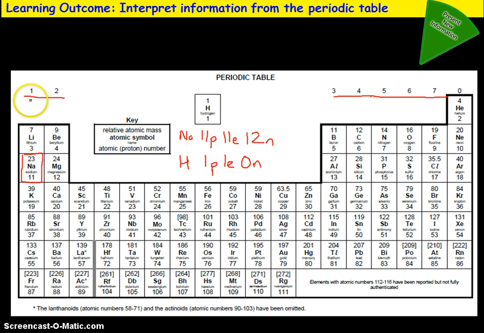So everything in this column is in group 1. Everything in this column is group 2. We miss out this section in the middle. This is the transition metals. So these are all metals, but in terms of groups we're going to ignore these for your GCSEs. Then we've got group 3, group 4, group 5, group 6, group 7, and the last one, which is group 0 or group 8. Okay.